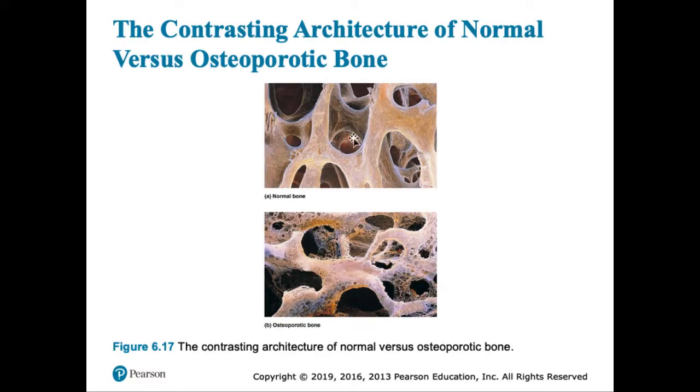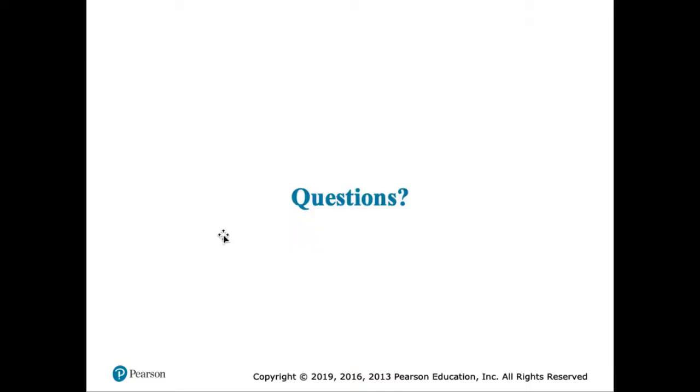And so you can see here, this is osteoporosis and this bone that's weakened over time. It starts breaking down. This is normal bone. This is that osteoporotic bone. It gets weak, starts breaking down, and can break very easily.